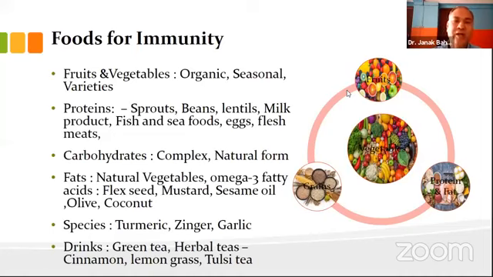All spices are good for our immune system, especially turmeric, ginger, and garlic are very important spices, which are all available in our kitchens. We use them every day. So these are very important immuno enhancers. While talking about drinks, we can take green tea, herbal tea, cinnamon tea, lemongrass tea, or tulsi tea. These are the drinks which boost our immunity.